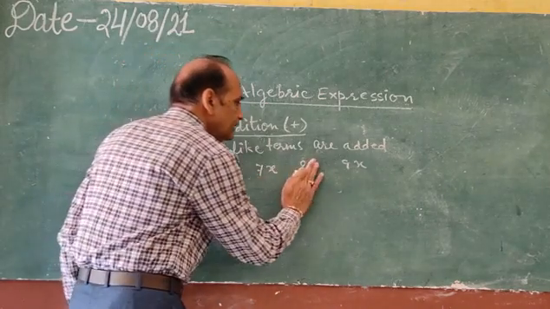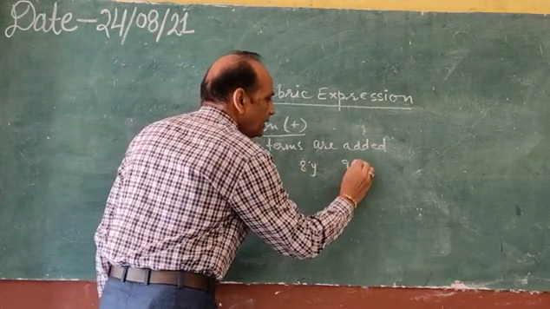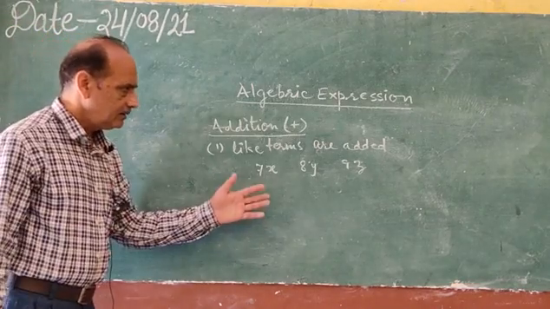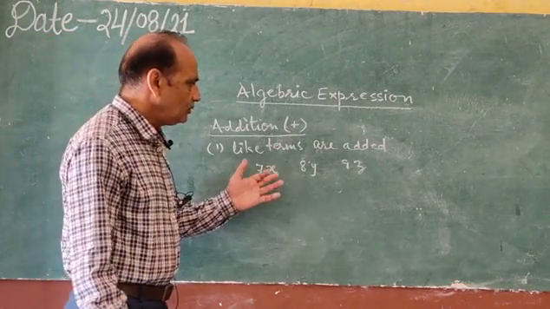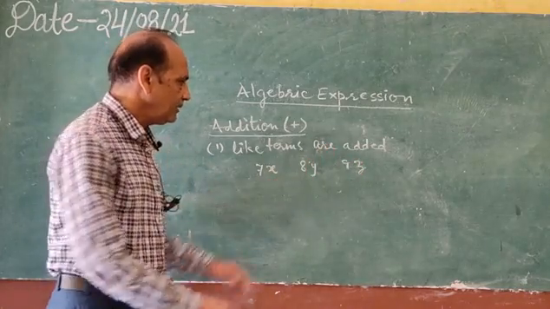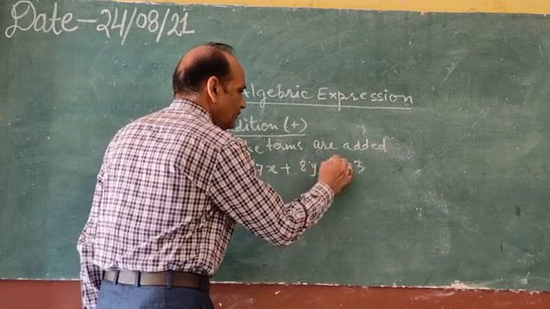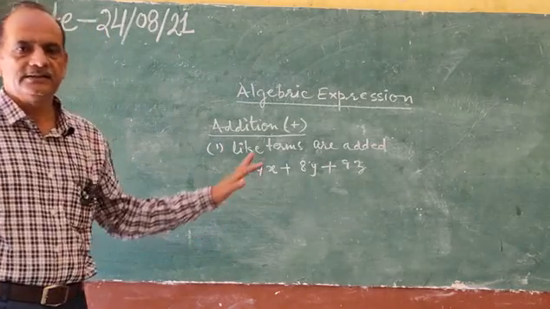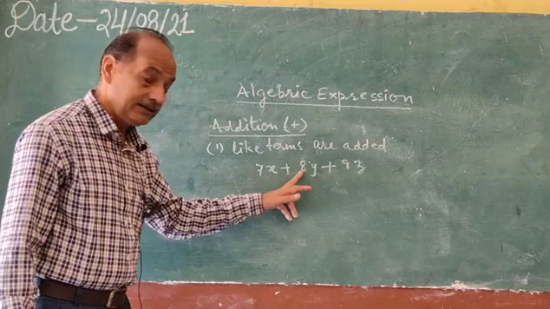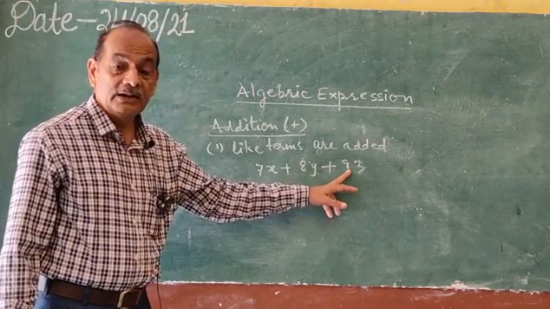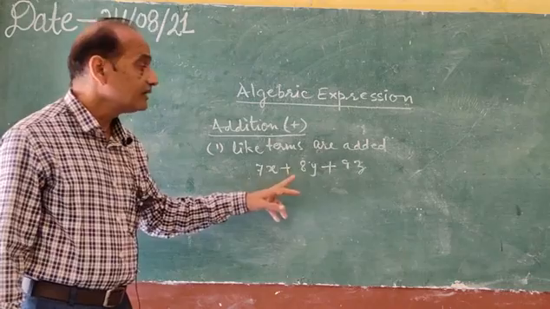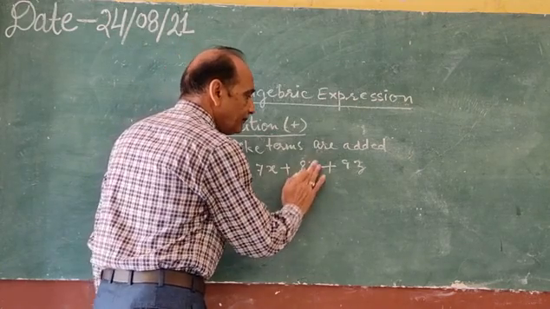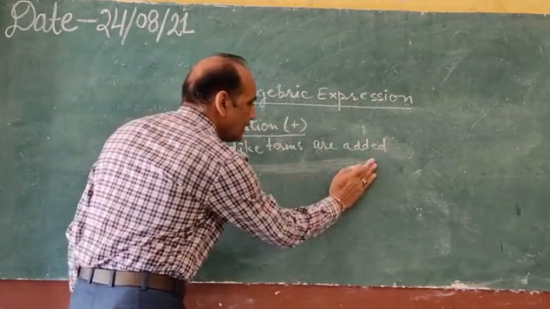But 8y and 9z are not like terms. When we are asked to add these three terms, the answer will simply be with a plus sign put among them, and this is correct. We cannot add 7 plus 8, 15 plus 9, 24, and write 24xyz. No, because they are not like terms, so we will not add them. So like terms are added.